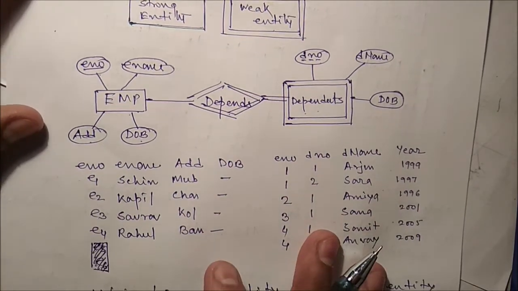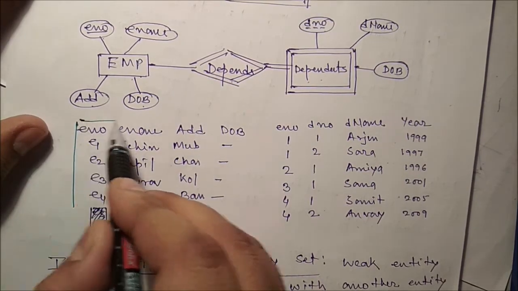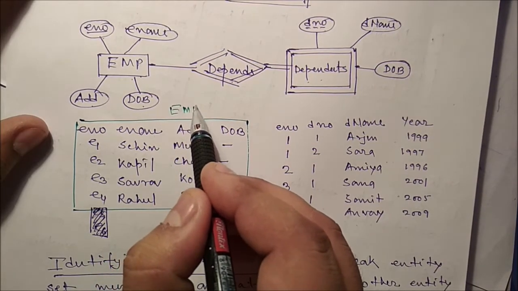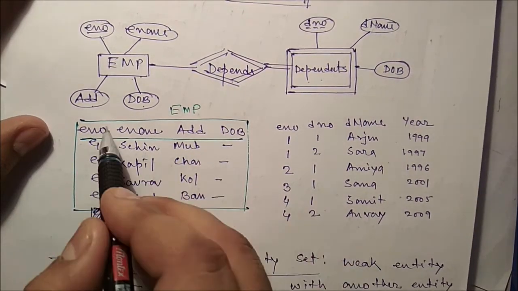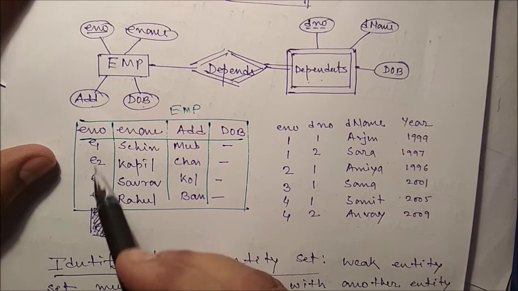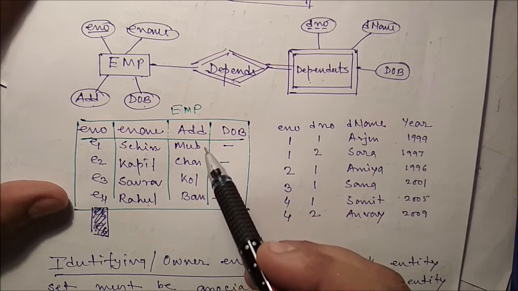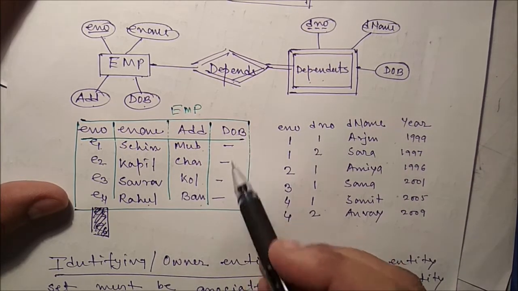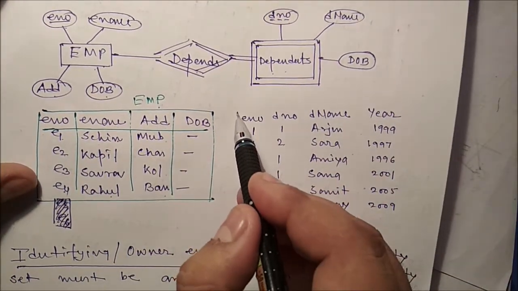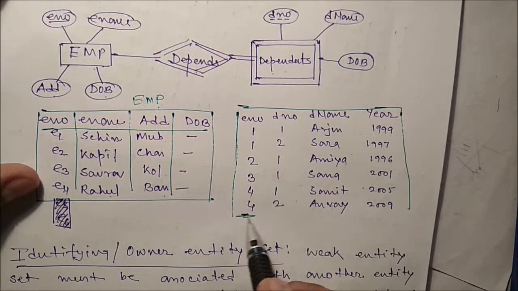Now we can see the tables. Employee number, employee name, this is our employee table, the employee entity set, where the attributes are employee number, employee name, address and date of birth. For example, 4 employees are there: E1, E2, E3, E4. Names of the employees: Sachin, Kapil, Saurabh, Rahul. Address: Mumbai, Chandigarh, Kolkata, Bangalore, and the dates of birth are there. Now this other table is our dependents table.